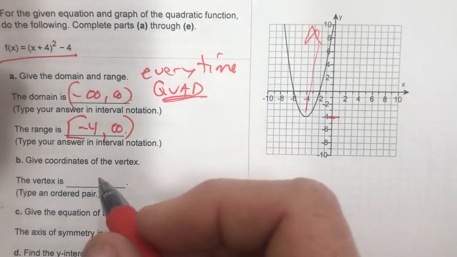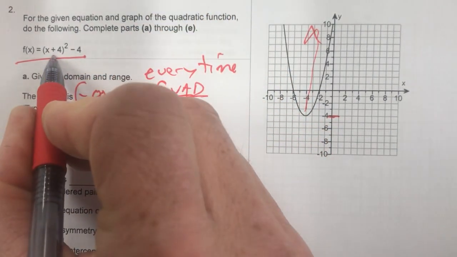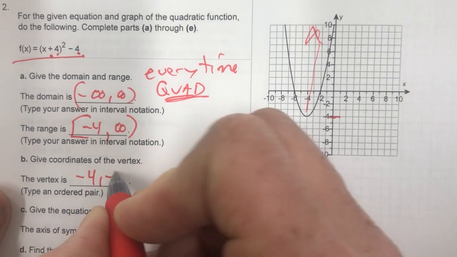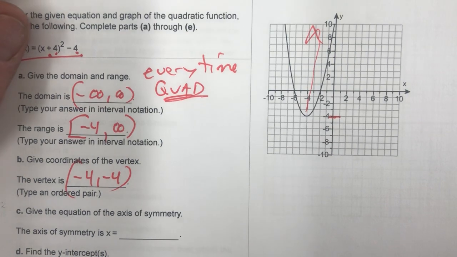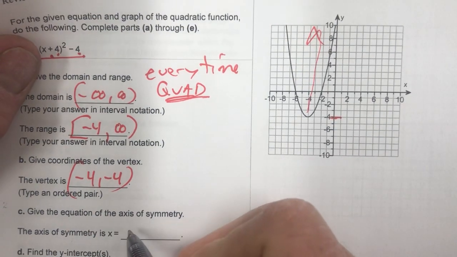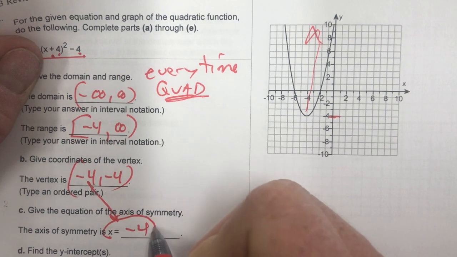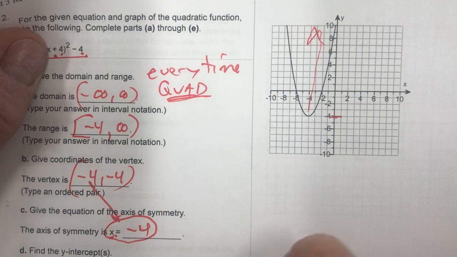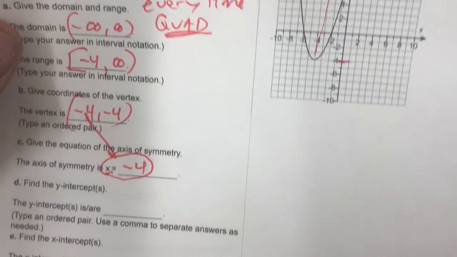The vertex, we just did that a minute ago in the other problem. Negative 4 right there be my x. Negative 4 be my y. So negative 4, negative 4. There's my vertex. Okay. The equation of the axis of symmetry right there, this number right here. Now look here, it's got the x equals on there, so you just need the negative 4. But this x value of the vertex is always the axis of symmetry.